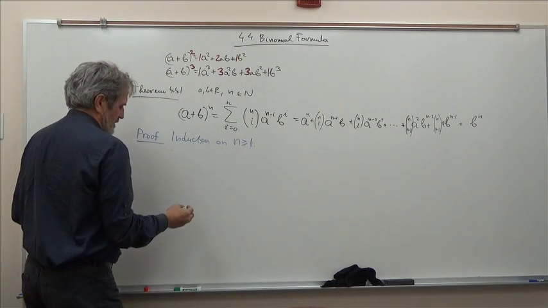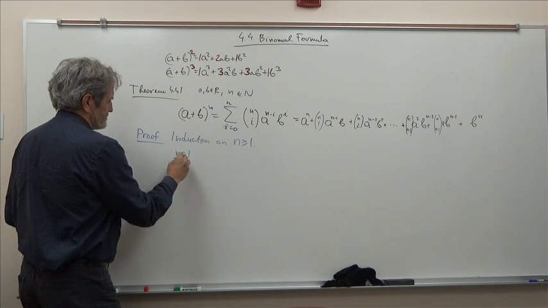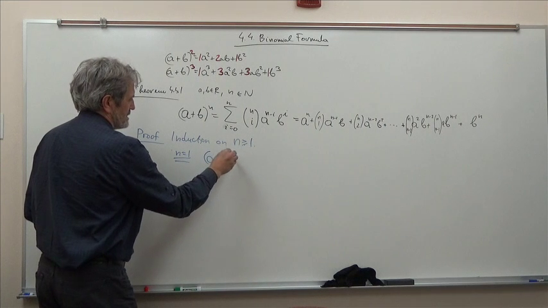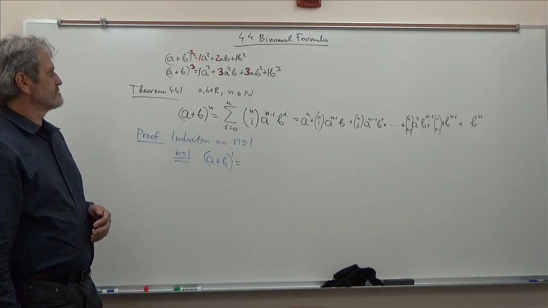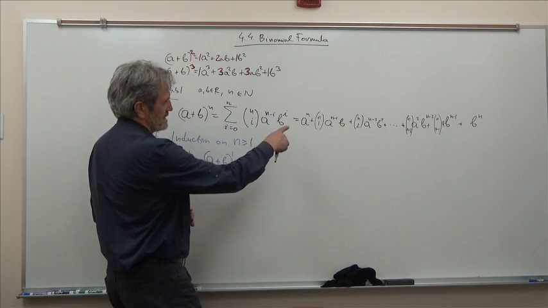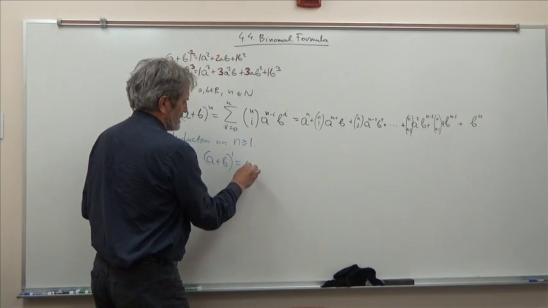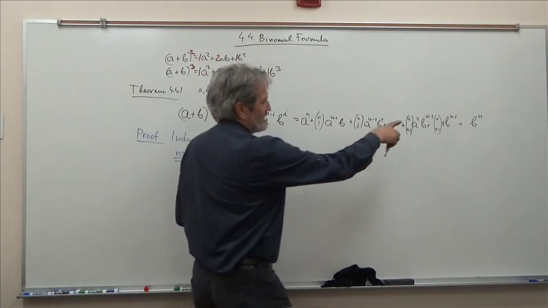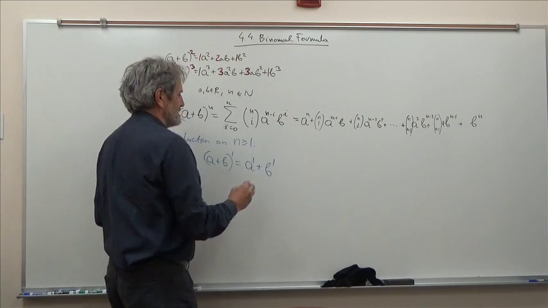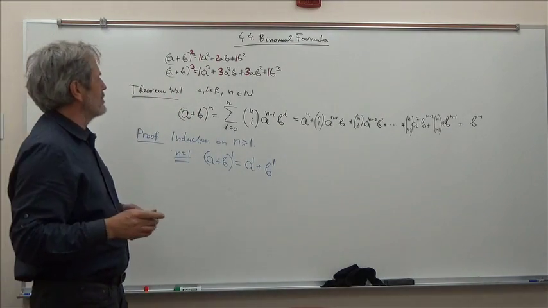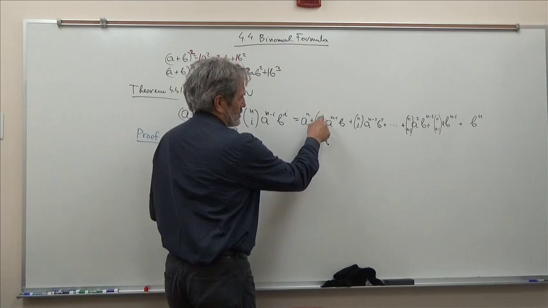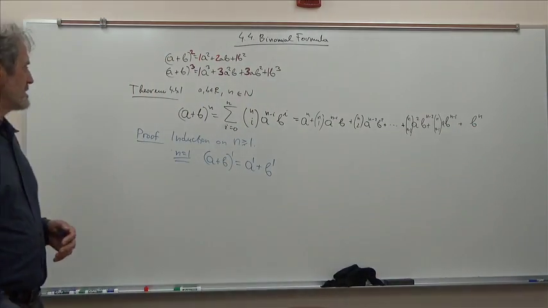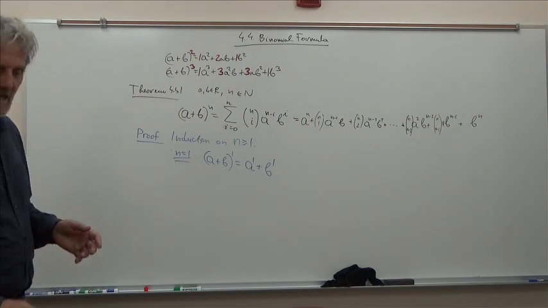So first, for n equals 1. What do we need to prove? That a plus b to the first equals, how does the member look like? First one is a to the 1. And then last one is b to the 1. Generally that's what it is. How does the right side look when n is 1? Because 1 choose 1, this member and this member are the same. We only have 2 members. So that's true.